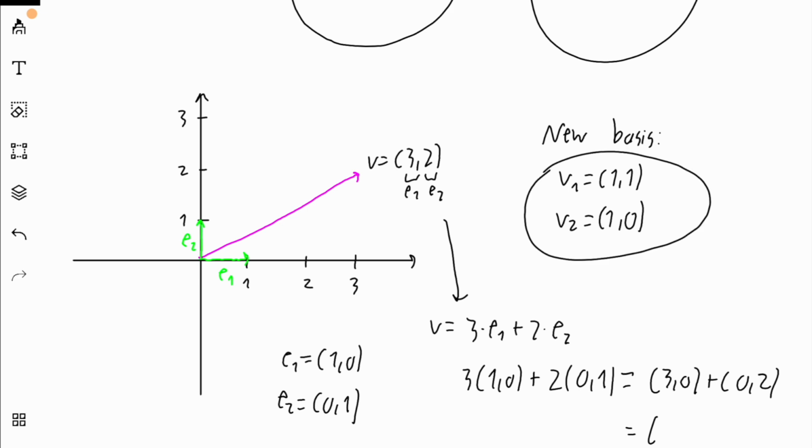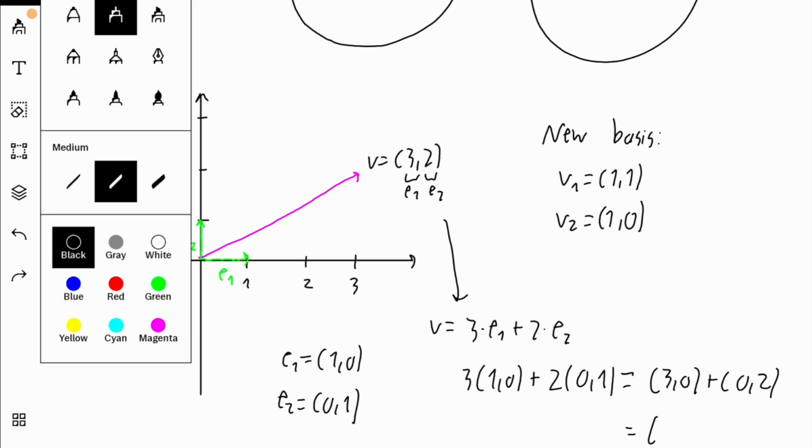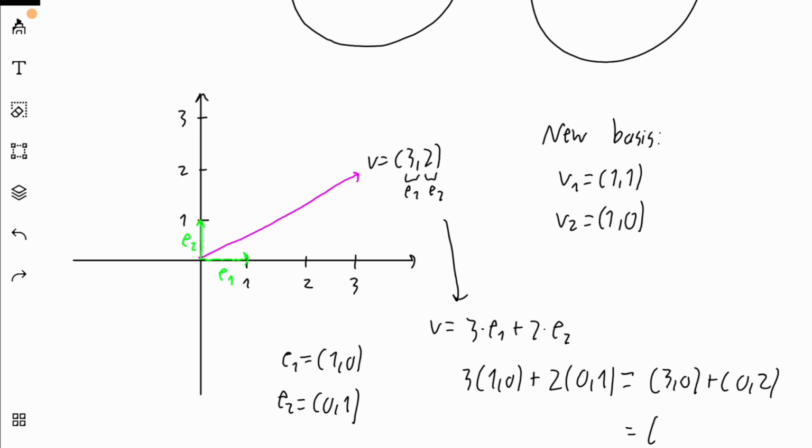But I could also choose a new basis. I could choose two basis vectors, v1 and v2, for a basis here. And now, we're going to say our basis vector v1 is this, so it's (1, 1). And again, I'm writing this in terms of the standard basis.